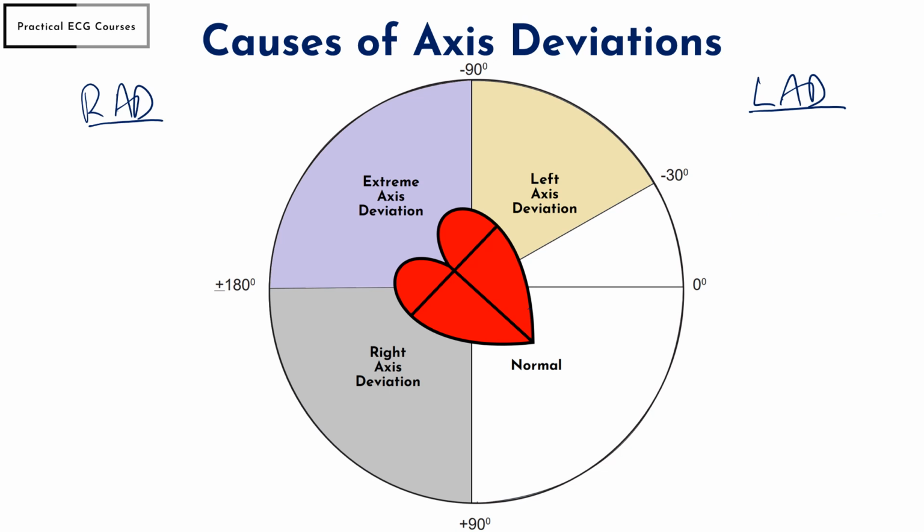Now let's look at some causes of left and right axis deviation. Suppose you have LVH, the ventricular myocardial mass is significantly increased. What happens to the vector? It deviates to the left side. Like I said earlier, whenever there is more myocardial mass, you have more vectors on that side, and therefore you have a left axis deviation. So LVH is associated with left axis deviation.